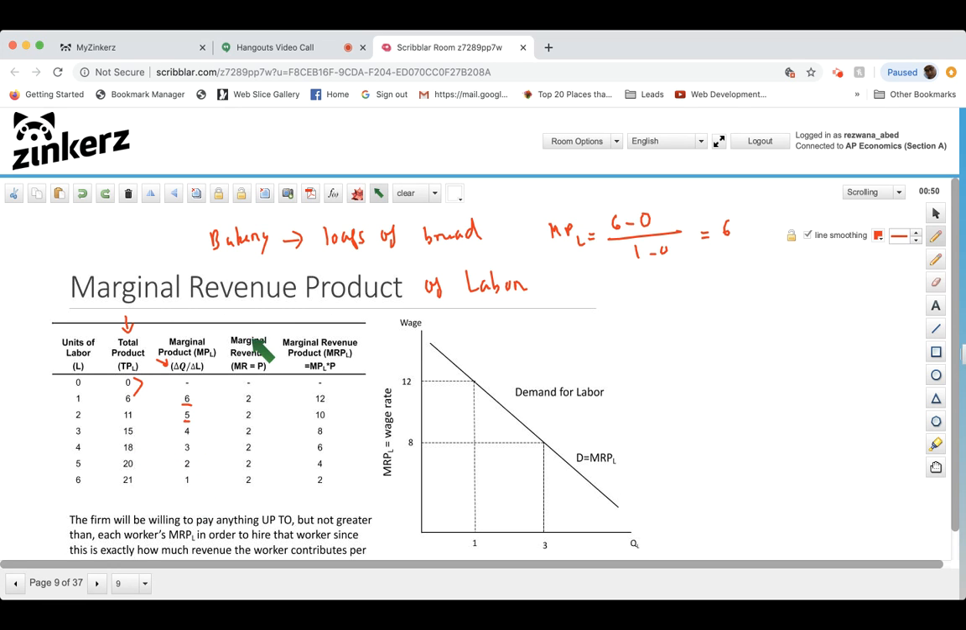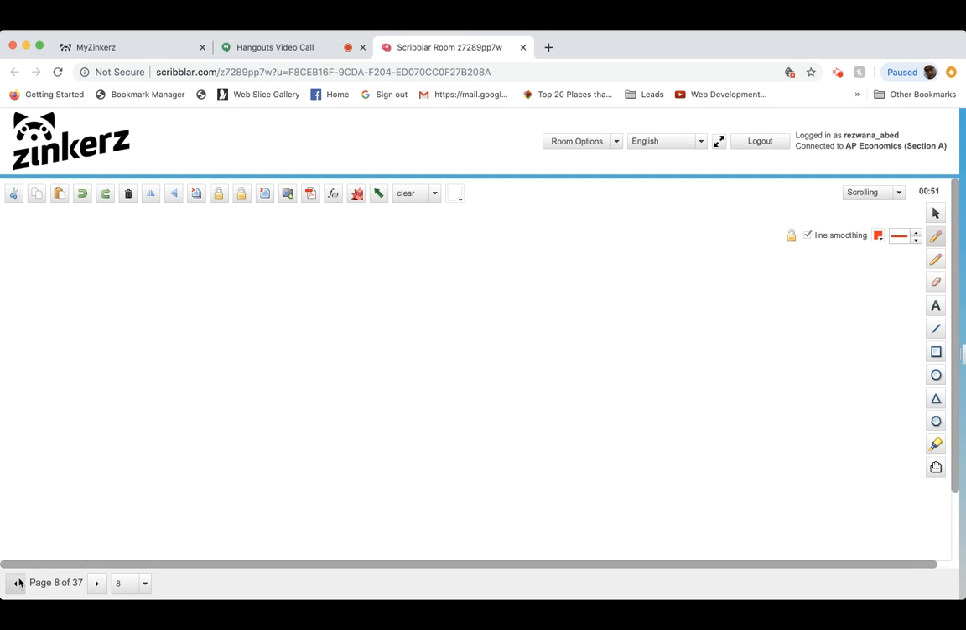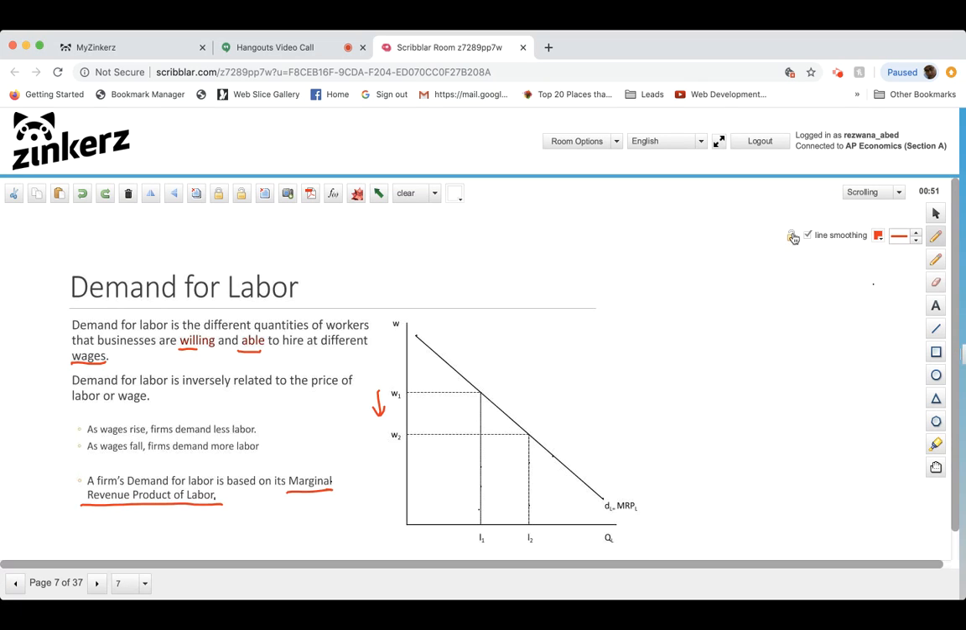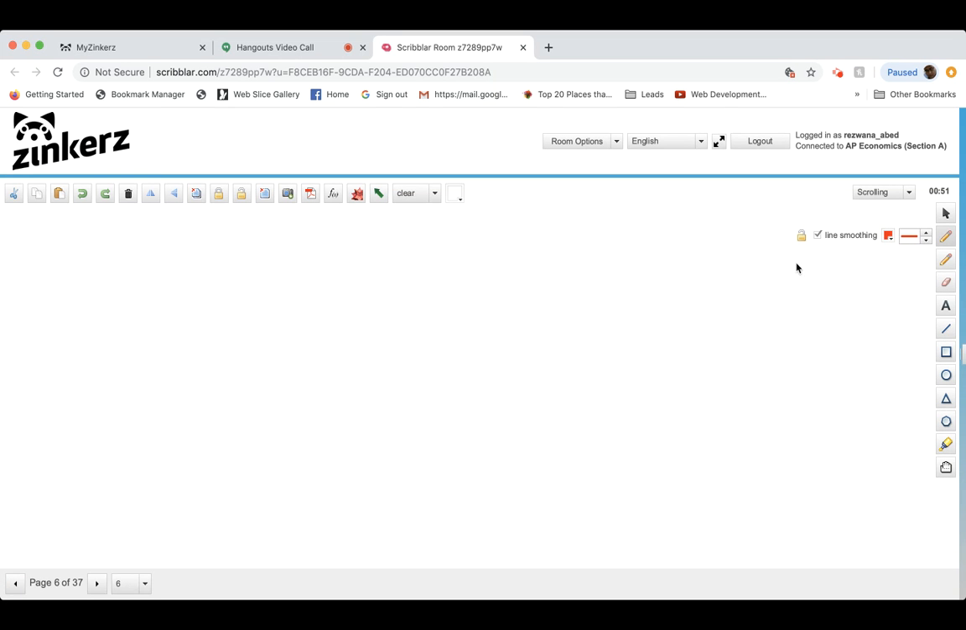Okay, and remember, we assume that we're talking about a perfectly competitive labor market. But the other thing we also assume here is that we are in a perfectly competitive product market as well. So what that means is that my marginal revenue, as you remember from the graph I drew somewhere over here.